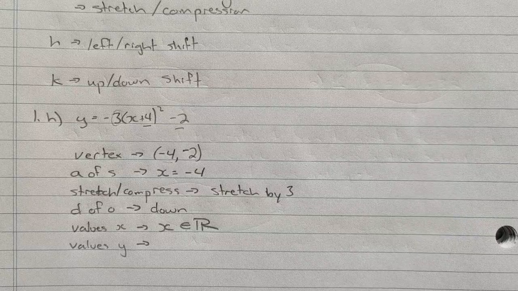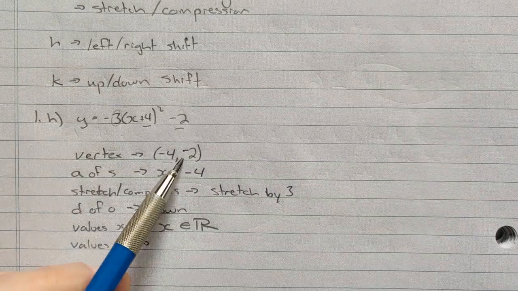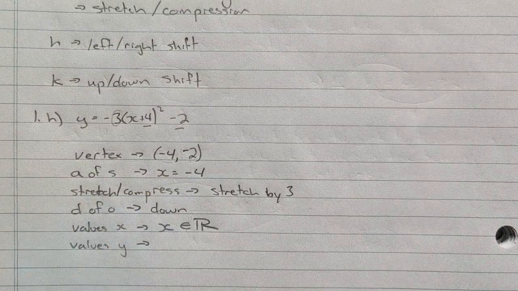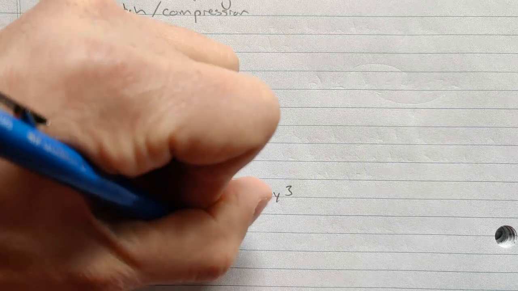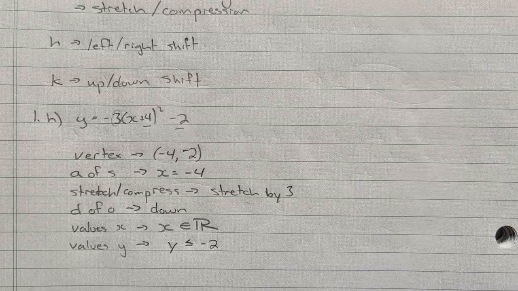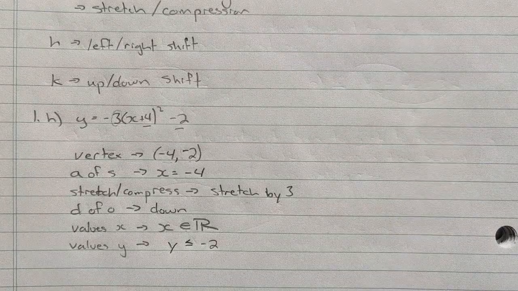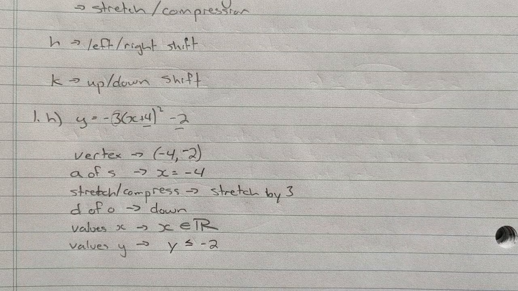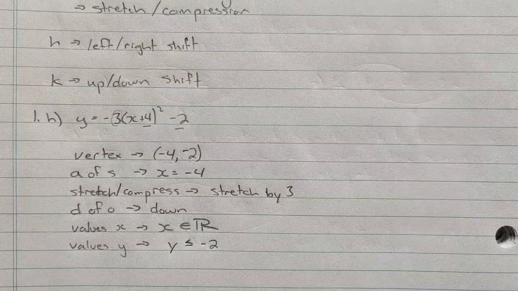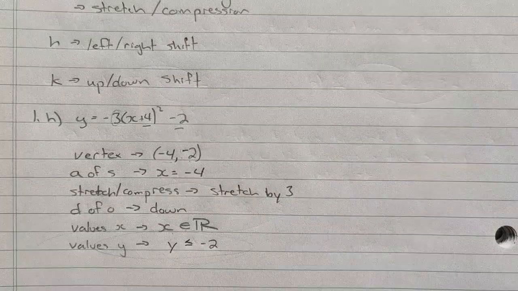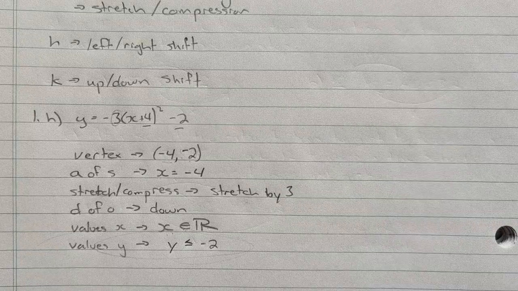In the case of y, the graph's opening downwards, and the vertex then would be the highest point. So this would be the highest possible value here, negative 2. So y is less than or equal to negative 2. And that would be the case for y. All the time it's going to be based on the vertex. If it's opening up, it'll be greater than or equal to. If it's opening down, it's going to be less than or equal to that number. So there's our y value. And again, x, unless there's a specific real world situation, the x values are always going to belong to the real numbers.